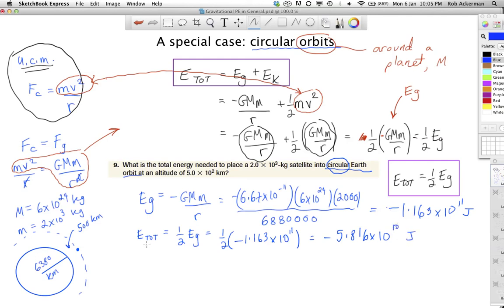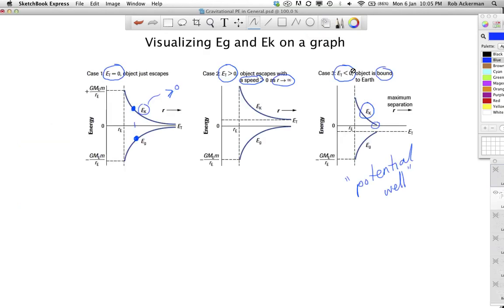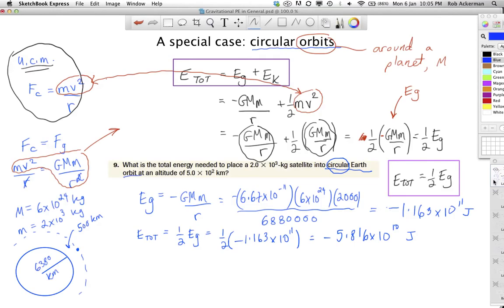Notice how my total energy is negative. And if you're in a circular orbit, that means you aren't escaping. You are bound to the Earth. That's this case here. All right? Things are hopefully starting to make sense. So there's our total energy.